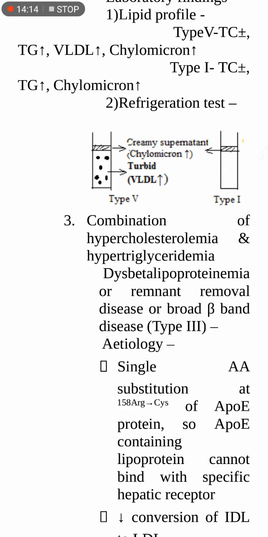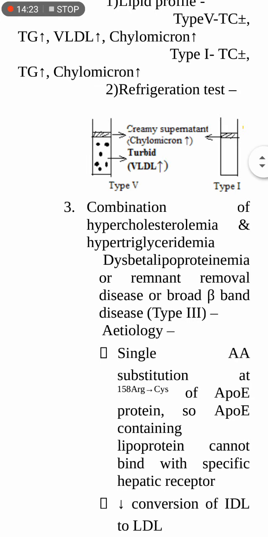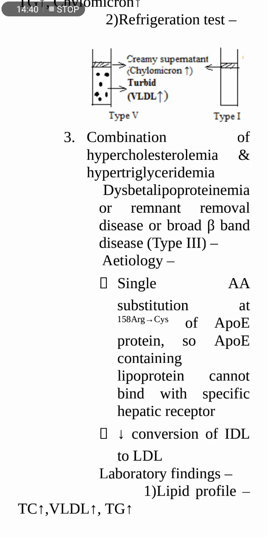Then the third type of lipoprotein disorder is combination of hypercholesterolemia and hypertriglyceridemia. That means both the cholesterol increase and triglyceride increase. In previous types, either TG increase or cholesterol increase you get. Here both will increase. In this type of lipoprotein disorder, the main type is dys-beta lipoproteinemia or remnant removal disease or broad beta disease.